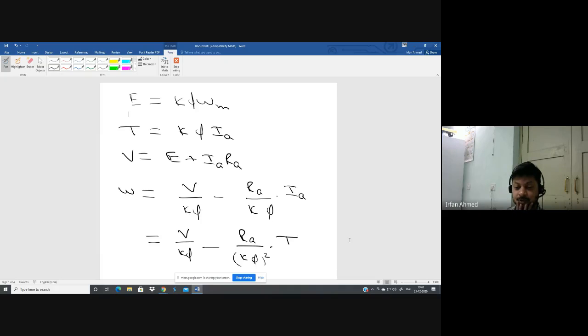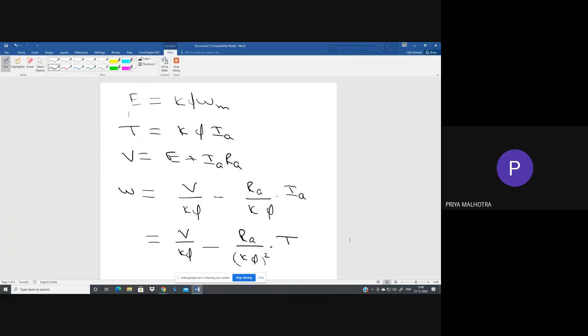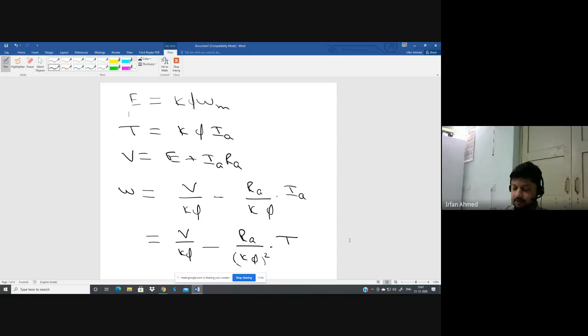Based on this equation, what are the different methods by which we can control the speed of a DC motor? Field control and voltage control, and resistance control of armature, sir, external resistance control. Three methods. Okay, the three methods are available.